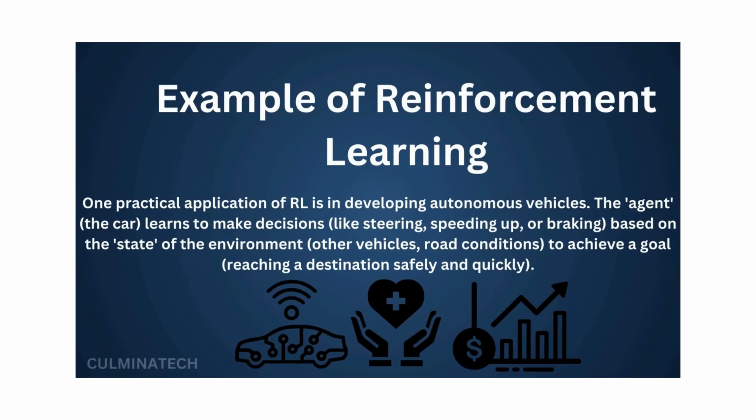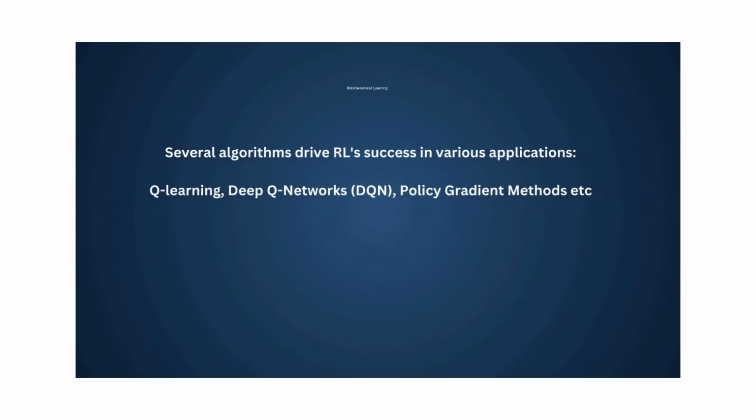We have examples of reinforcement learning. So, for example, in developing autonomous vehicles, the agent, the car, learns to make decisions like steering, speeding up, or braking based on the state of the environment, and other vehicles on the road or conditions, to achieve a goal, reaching a destination safely and quickly. So this is one application of reinforcement learning, and there are various other applications that can be applied in health and finance as well.